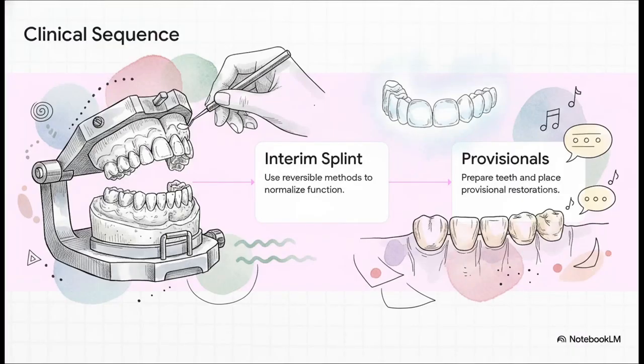And finally, Section 6, Execution and Final Restoration. You have to memorize this exact clinical progression, and please do not skip steps. Step 1, always start with the diagnostic wax-up on mounted casts. Step 2, proceed to reversible methods first, specifically an interim occlusal splint. This reduces symptoms, normalizes function, and lets you test drive your new OVD. Only when that patient is perfectly comfortable and stable do you move to Step 3. Prepare the teeth, place provisionals, and finalize the anterior guidance directly in the mouth.